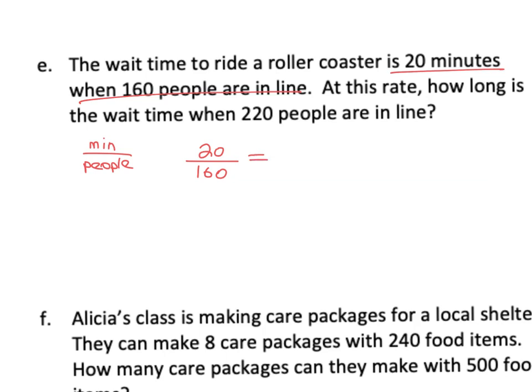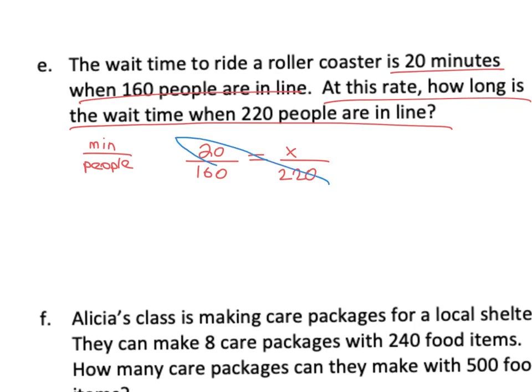Okay, so we're going to set this equal because this is a proportional relationship. This last part, it says, at this rate, how long is the wait time when 220 people are in line? So what we don't know is the wait time, so x represents our minutes, and then 220 represents how many people are in line. So to solve this, again, it's the same method.